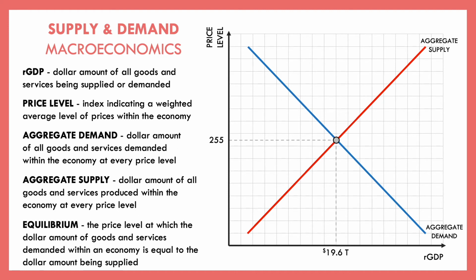But that equilibrium is going to be a lot bigger, right? For the quantity, we're going to have $19.6 trillion because that was the total amount of goods and services demanded and supplied in the United States economy. And we'll have a price level. Now, when we look at this price level, you see there it says 255. Well, what exactly does that mean? That's what I want to get into today, because price levels are indexes that help us understand what the average level of prices are within our economy.